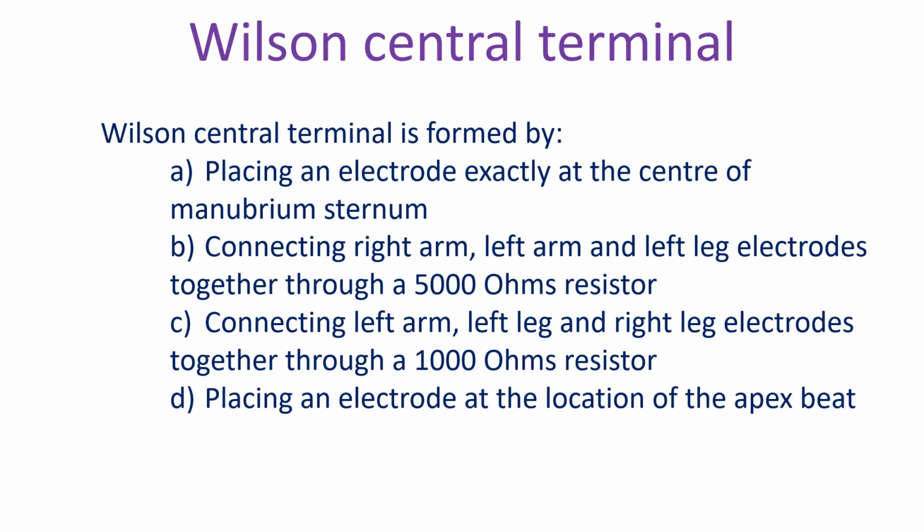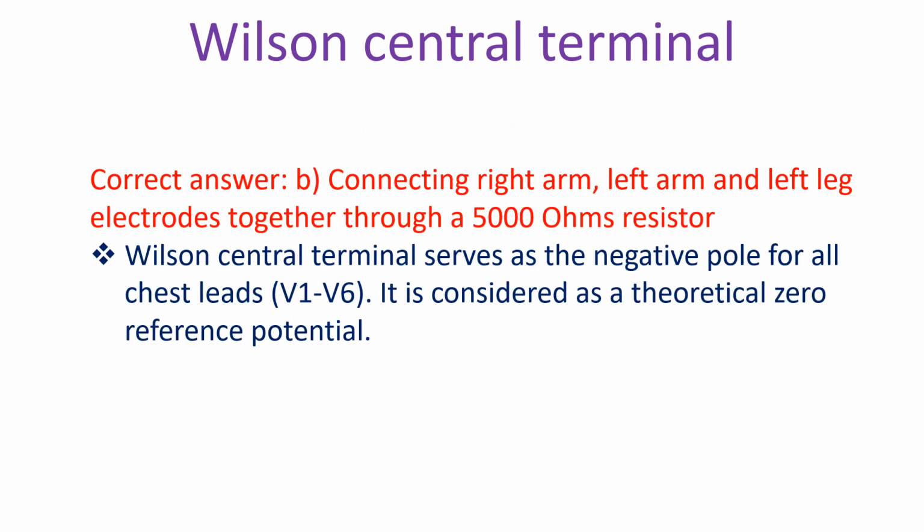Wilson's central terminal is found by: A. Placing an electrode exactly at the center of manubrium sternum, B. Connecting right arm, left arm and left leg electrodes together through a 500 ohms resistor, C. Connecting left arm, left leg and right leg electrodes together through a 1000 ohms resistor, D. Placing an electrode at the location of the apex beat. Correct answer B. Connecting right arm, left arm and left leg electrodes through a 5000 ohms resistor.